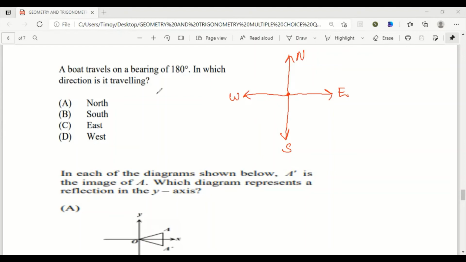Now, they told us that a boat travels on a bearing of 180 degrees. So as you know, from north all the way around to south, that will give us a bearing of 180 degrees. So therefore, the direction in which the boat is traveling has to be south. That's it there.